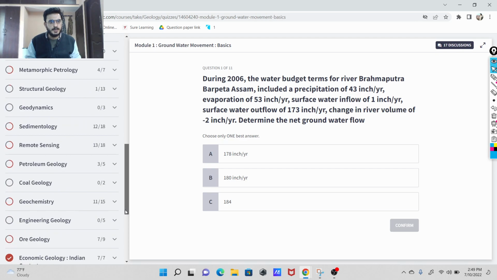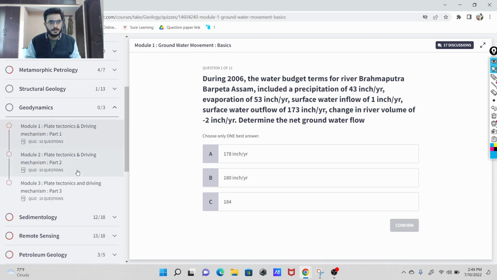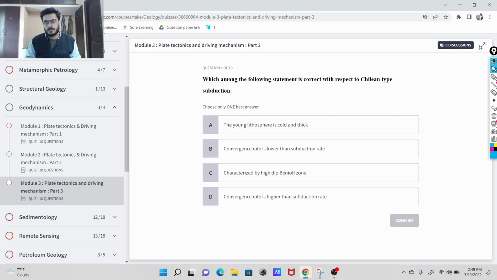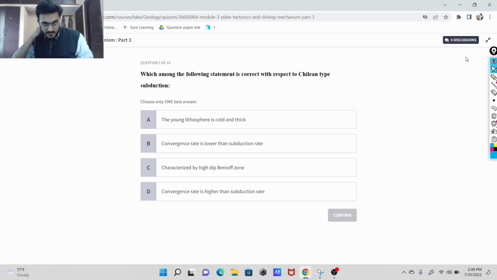So let's begin with the Geodynamics third module, that is plate tectonics and driving mechanism. So this is the first question. Which among the following is correct with respect to Chilean type subduction? There are two types of subduction: one is Chilean type and one is Mariana type. So what is this Chilean type?